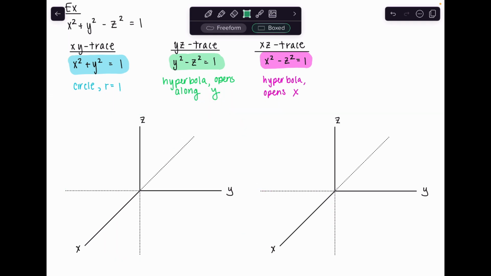So here, starting with our xy trace, we ignore the z-axis and we have a circle of radius 1. So here is the front of our circle. Make that as nice or as even as I possibly can. And then we've got the back of our circle. And it is a circle of radius 1. So that is 1 in every direction.